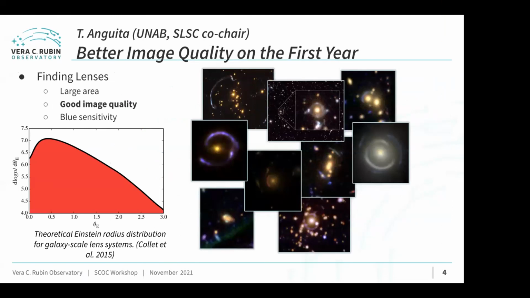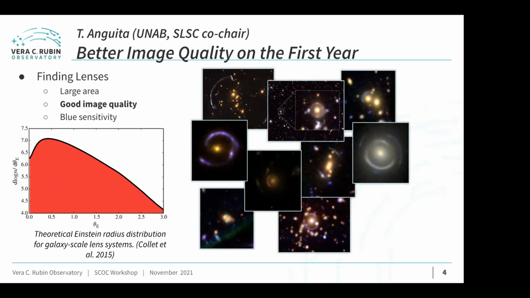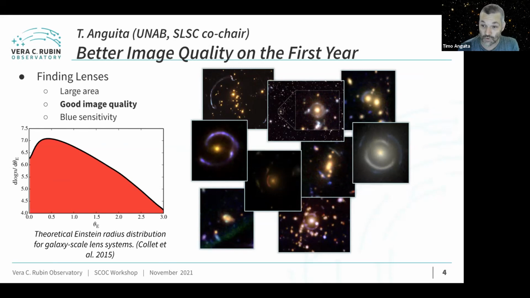Okay, so for those of you that were present yesterday, this is very much related to what we started discussing. It actually ended up being a discussion about image quality in the first year. I'm one of the Strong Lensing Science Collaboration chairs, and I'm here to advocate for good image quality, like I did yesterday. And here I want to talk about a possible compromise of having better image quality during the first year only.